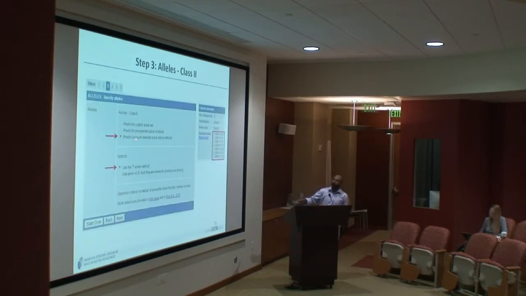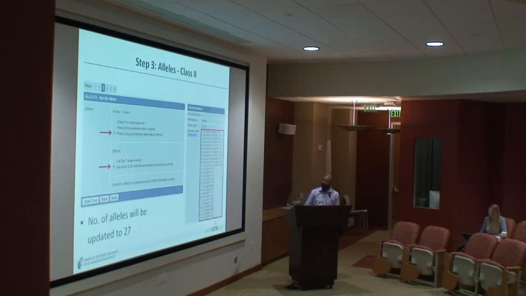There's one more option, predict using pre-selected allele sets and methods. This is the 7 allele method. If you go with this option, by default it will use the 7 allele method, so ultimately you will have peptides predicted using the 7 allele method. And again, coming here, this is the panel of 26 most frequent alleles.